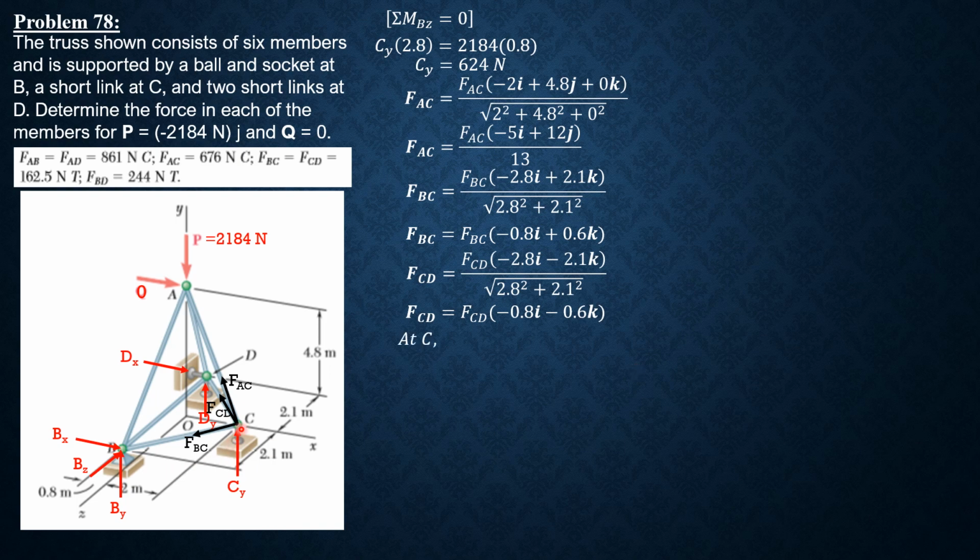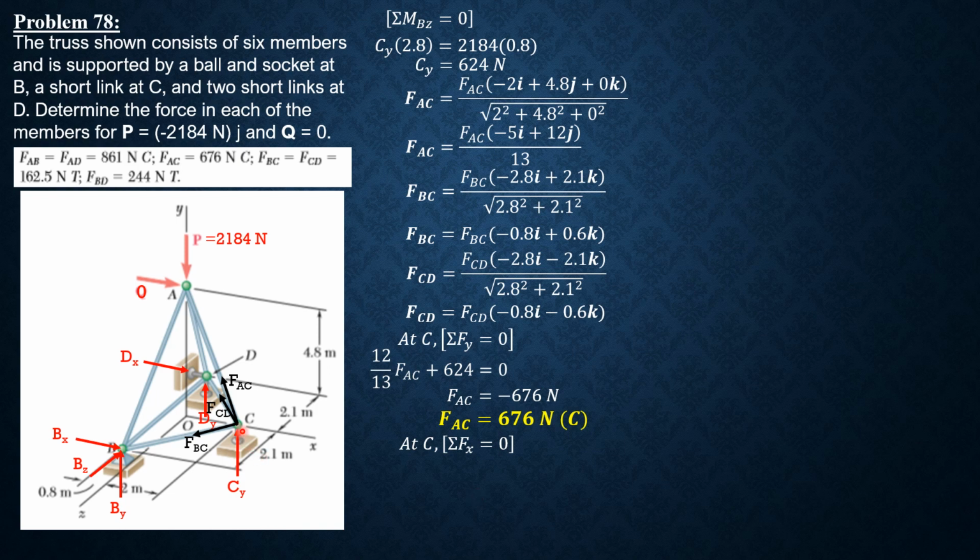So first at C, summation forces Y equals 0. So vertical component of FAC is 12 over 13 FAC plus CY, which is 624. So 12 over 13 FAC plus 624 equals 0. From there, we can compute FAC, which is negative, or FAC is in compression. So FAC is negative 676 newtons, or FAC is 676 newtons compression. Then summation forces X equals 0 and summation forces along Z equals 0. First, summation forces along X equals 0.